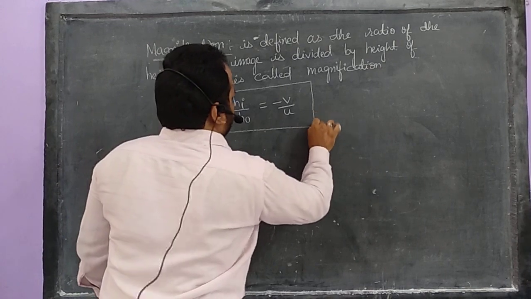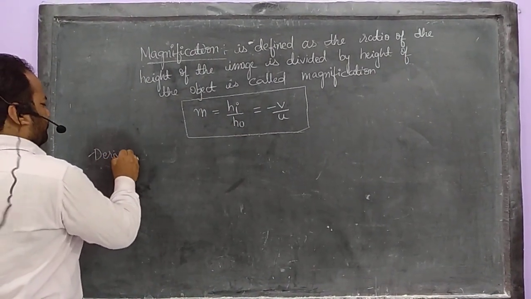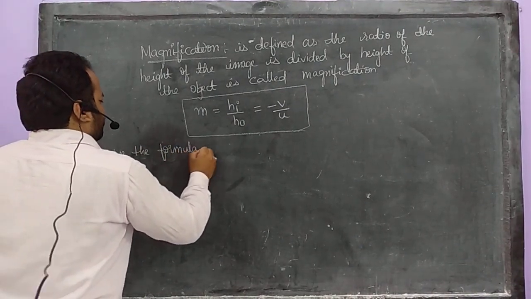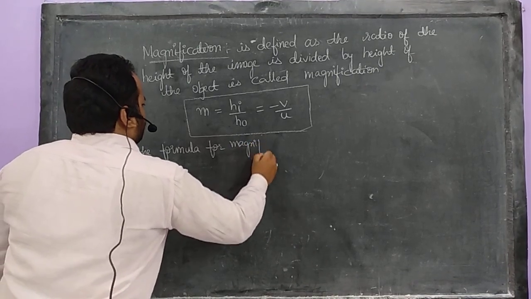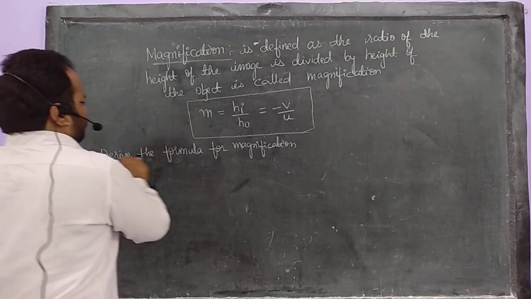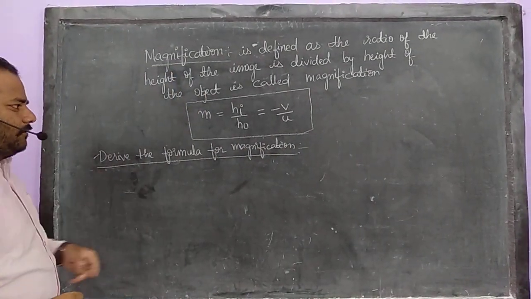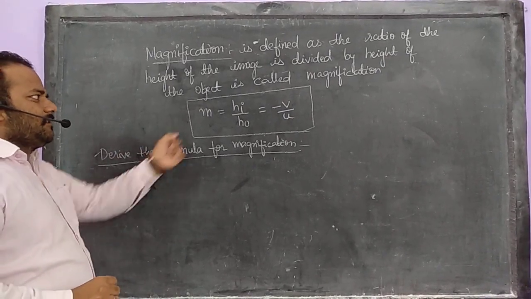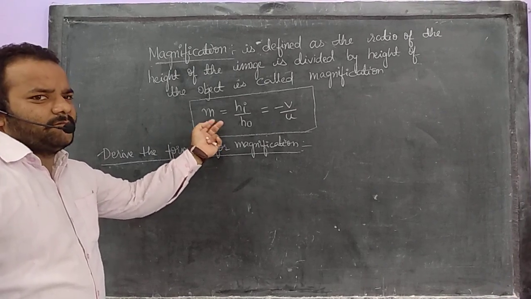Let us prove this in the derivation. Derive the formula for magnification. My dear friends, it's so easy to derive the formula. Sometimes this formula comes for 2 marks in the exam. I will show you how to draw the diagram, and with the help of the diagram, within 2 or 3 steps, how to prove this formula of magnification.